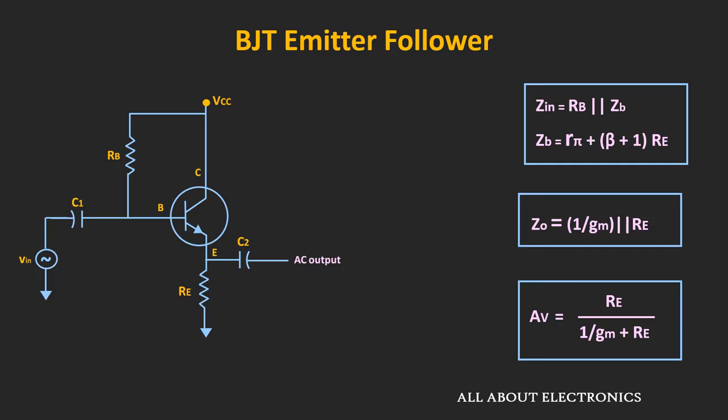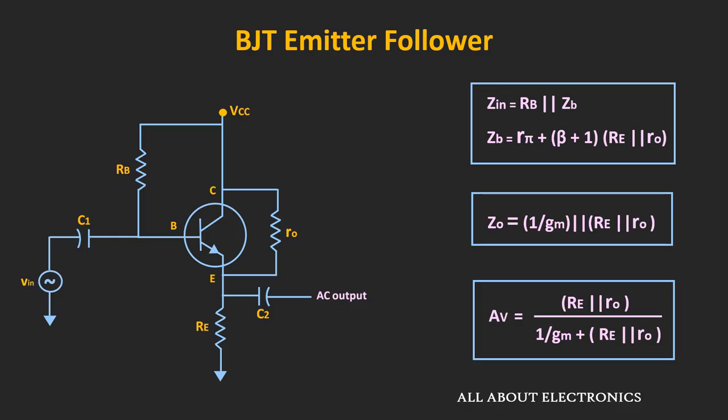Now, so far in our discussion, we have assumed that the output resistance of this transistor was infinite. But if there is a finite output resistance, then these expressions will get modified. That means instead of the emitter resistor, there will be a parallel combination of RE and ro. Now although the voltage gain of this emitter follower is close to unity, it provides a high input impedance as well as a low output impedance. That means this circuit can be used as a buffer circuit.